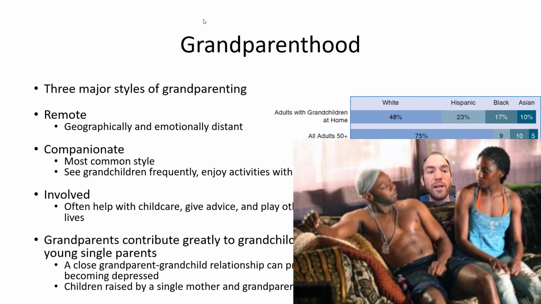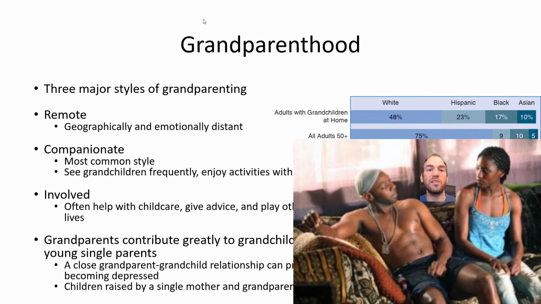There are three major styles of grandparenting: remote, which is geographic and emotional distance; and companionate, which is the most common style. They see grandchildren frequently, enjoy activities with them, are involved, often help with childcare, give advice, and play other practical roles in their grandchildren's lives. Grandparents contribute greatly to grandchildren's development and can mentor young single parents. A close grandparent-grandchild relationship can protect children of a depressed parent from becoming depressed. Children raised by a single mother and a grandparent resemble children raised by two adults. Very well said by me.